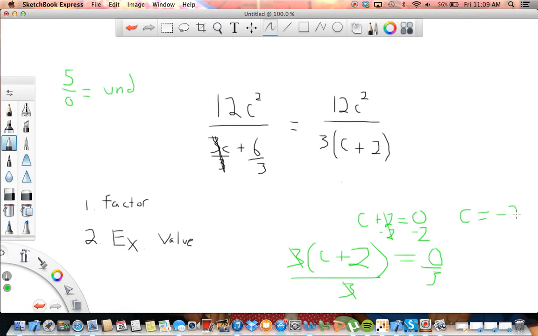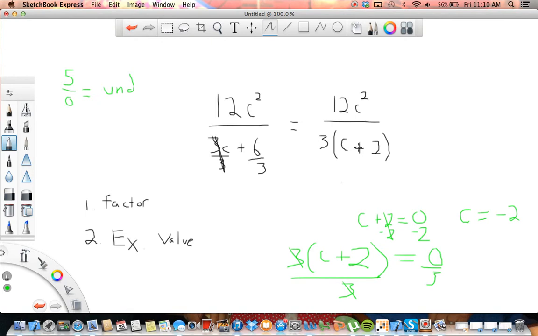So this means that if we were to plug negative 2 in for this c right here, we would get negative 2, right? So negative 2 plus 2 is 0. Well, then you have 3 times this set of parentheses, and so we have 3 times 0, which is 0. And again, if you have 0 in the denominator, it will not work.